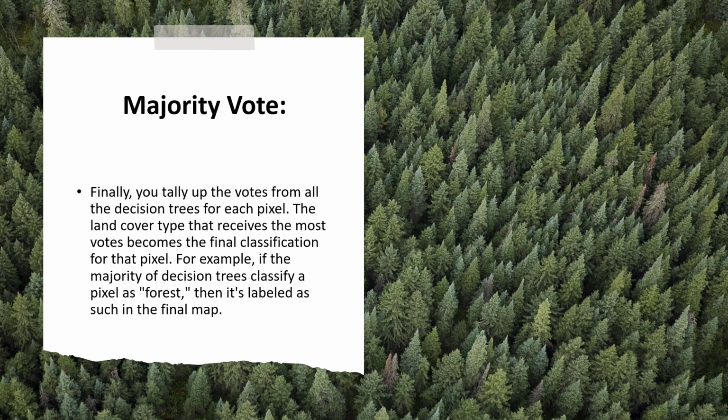Finally, you tally up the votes from all the decision trees for each pixel. When the model is trained, it will get the data from all the random parameters. Based on those parameters, it decides whether it is a tree or an urban area. The land cover type that receives the most votes becomes the final classification for that pixel. For example, if the majority of decision trees classify a pixel as forest, then it is labeled as such in the final map.